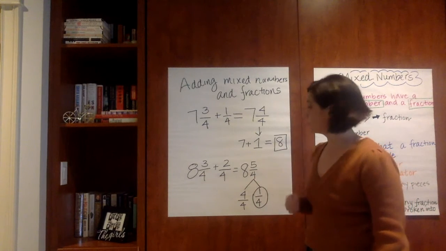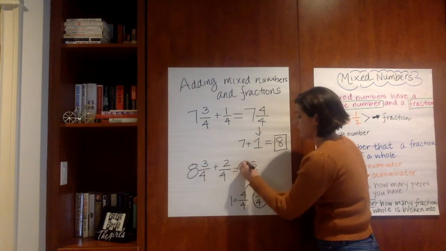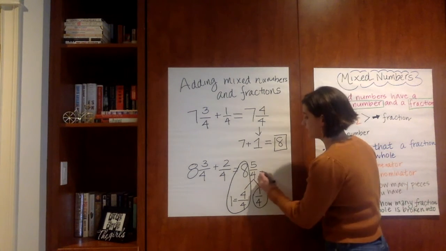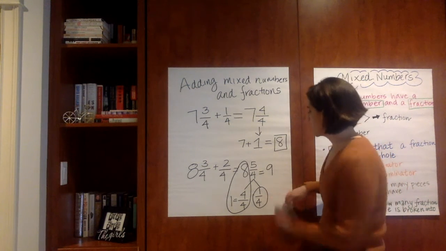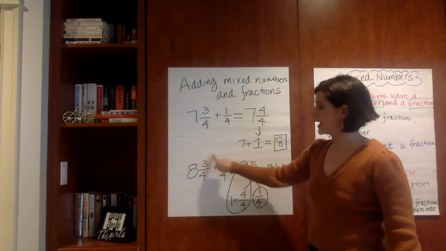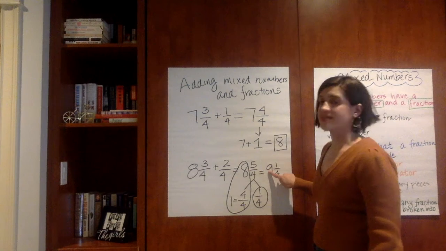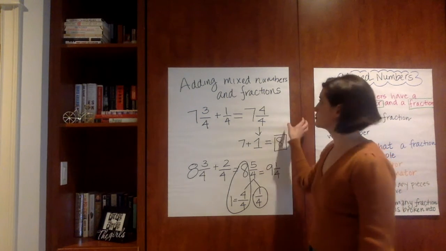Next step is to combine my 4/4, which is the same as 1, plus the whole number I already had, which is 8. 8 plus 1 is 9. And I make sure not to forget the remainder fraction, which is 1/4. Therefore, when I add 8 and 3/4 plus 2/4, I get a sum or an answer of 9 and 1/4.